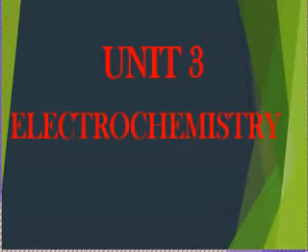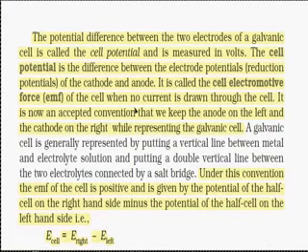Unit 3, Electrochemistry. Page number 68 of your textbook. Let us continue with the potential difference. Yesterday we discussed that whenever potential difference is created, there is flow of electrons. The potential difference between the two electrodes of a galvanic cell is called cell potential and is measured in volts.